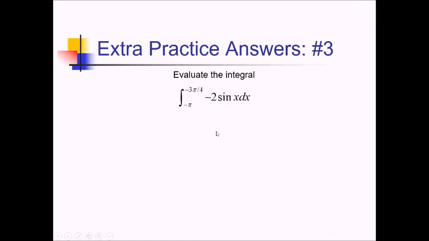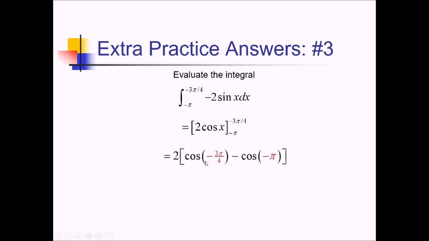For this problem, I'm trying to find the definite integral of negative 2 sine of x along these limits of integration. Let me start by taking the antiderivative. Antiderivative of sine in general is negative cosine, but we already have a negative 2 out here. So this is going to come out to positive 2 cosine of x, evaluated from negative pi to negative 3 pi over 4. I'm going to take this 2 out of here, and inside of parentheses, I've got the cosine of negative 3 pi over 4 minus the cosine of negative pi.